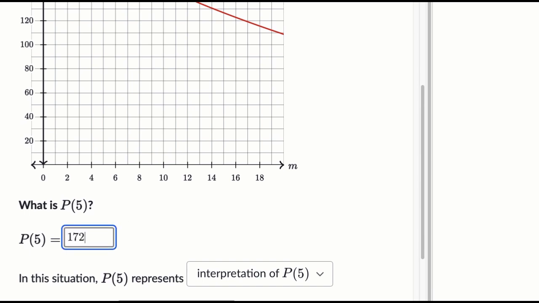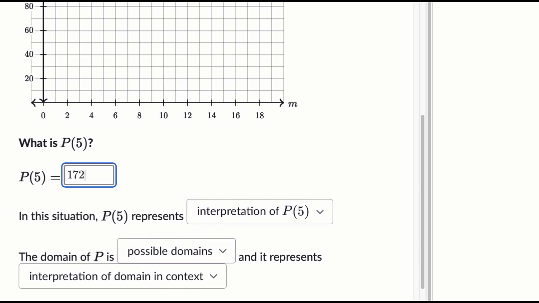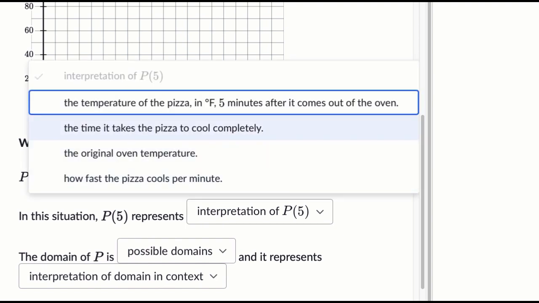And then they ask us a couple more questions. In this situation, p of 5 represents, and before I even look at the interpretations, I just like to think, well, that's going to be the temperature in degrees Fahrenheit after the pizza has been 5 minutes out of the oven. Now let's see what the choices say. The temperature of the pizza in degrees Fahrenheit 5 minutes after it comes out of the oven. That one looks pretty good.